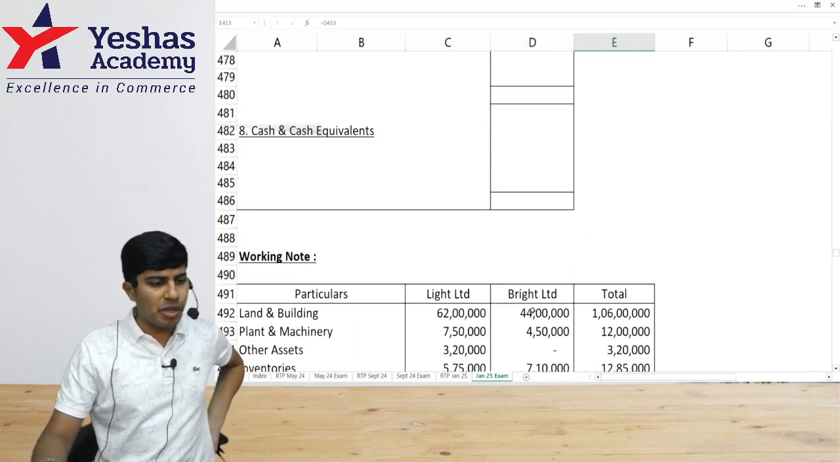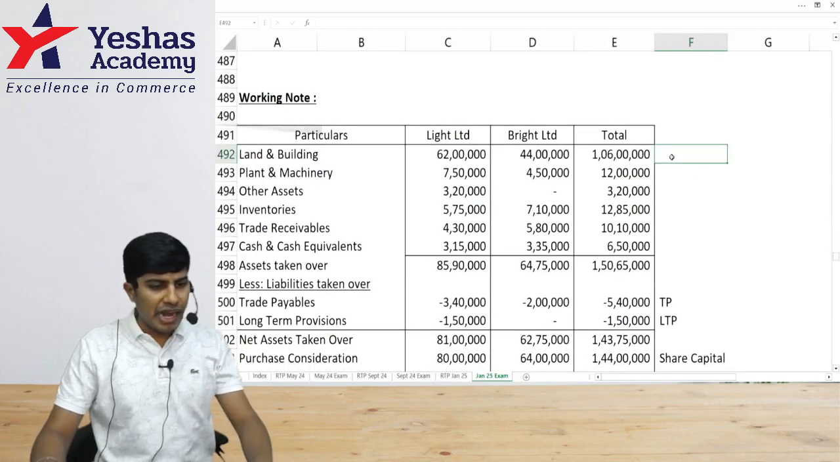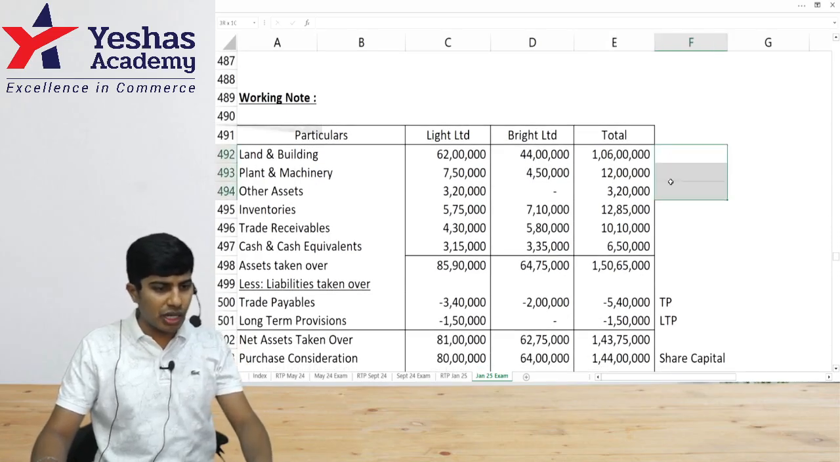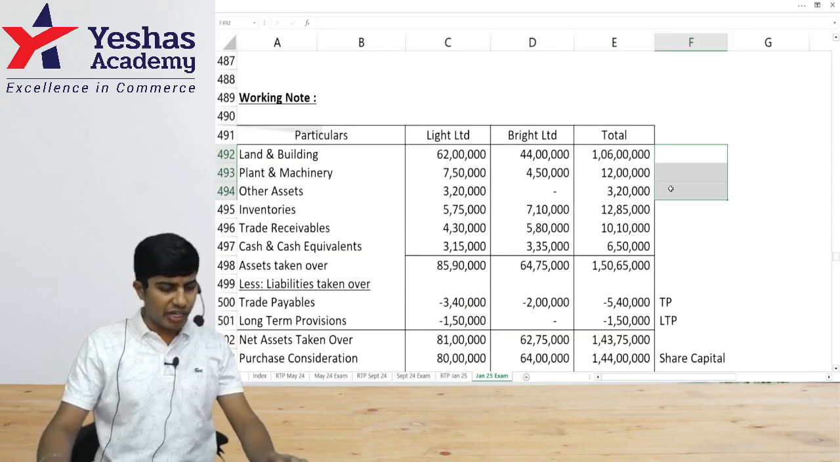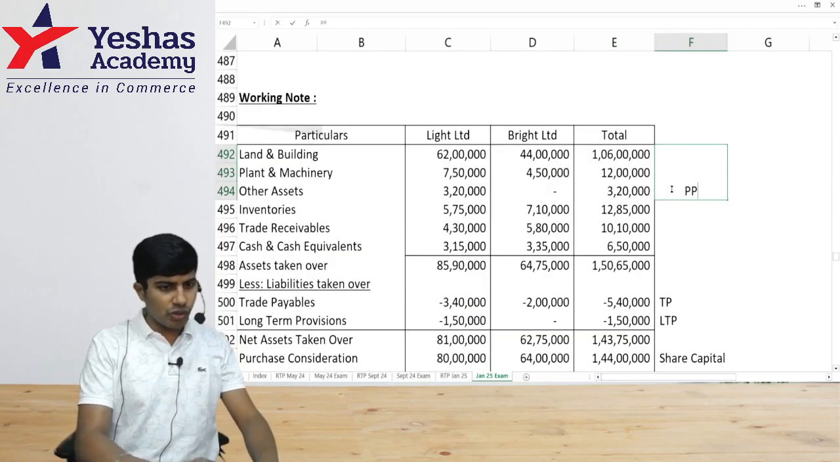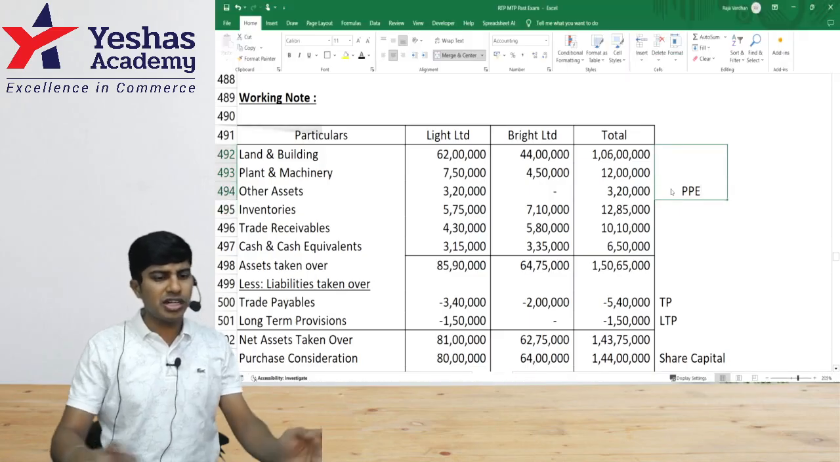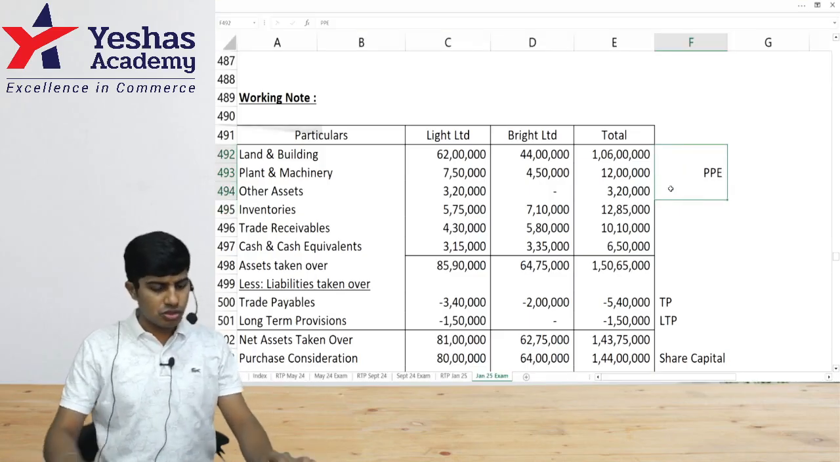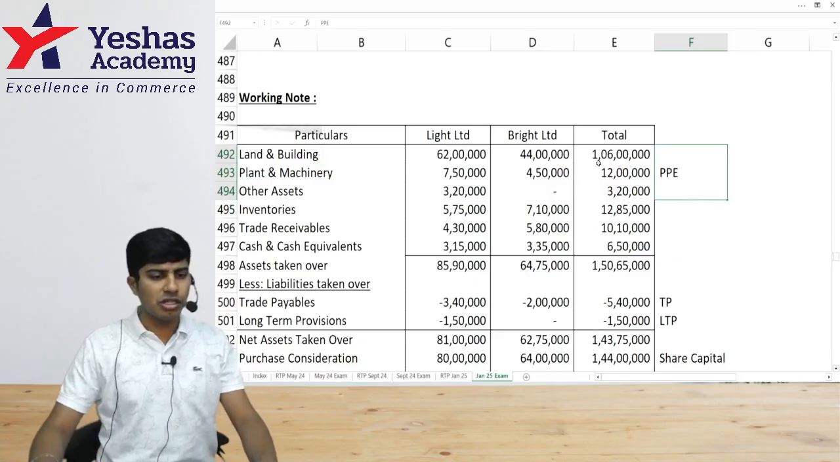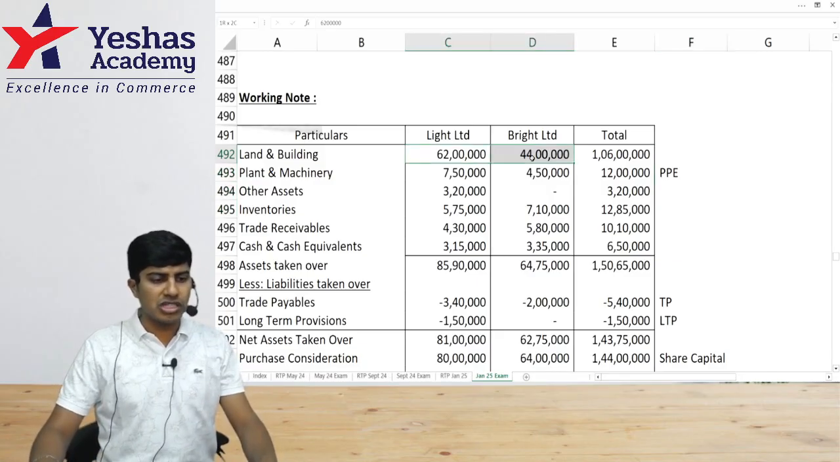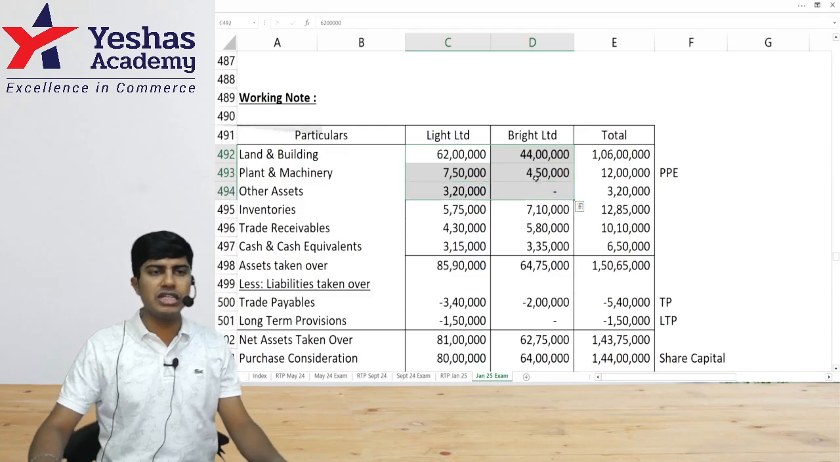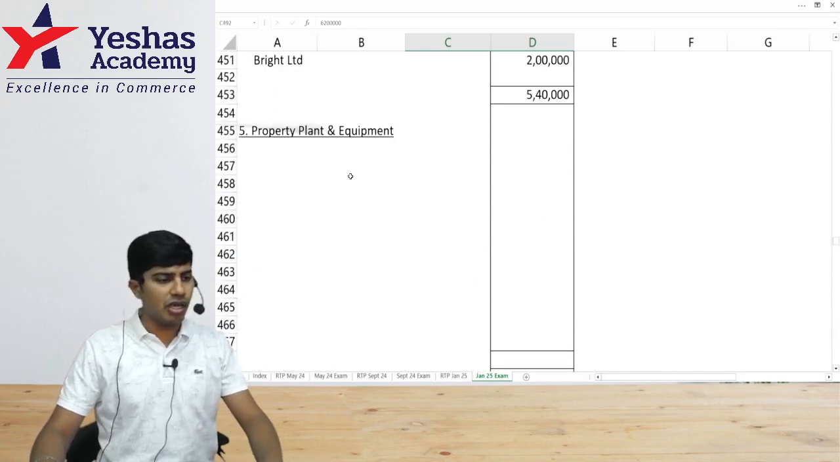Asset side, we have PPE, lot of items together. Land and building, plant and machinery, and other assets together. I would write it as PPE. Sir, why are you writing all 3 of them together? Because that's what they have done in the question. So I would write them together as PPE. How much? 62, 44, 750, 450, 320 and 0. I would also write it the same way. Observe.